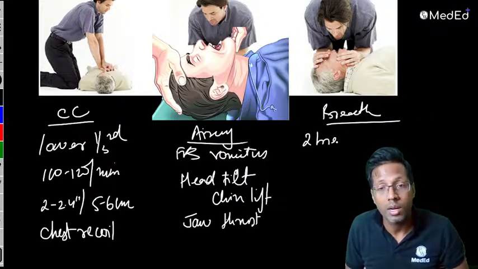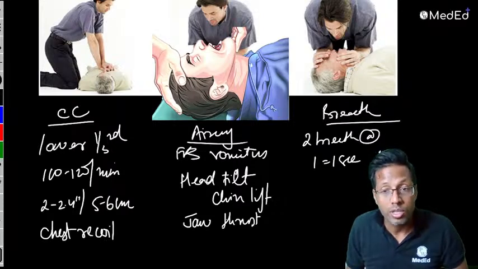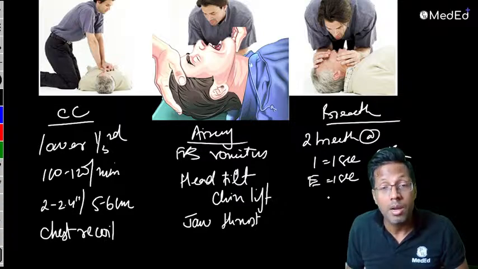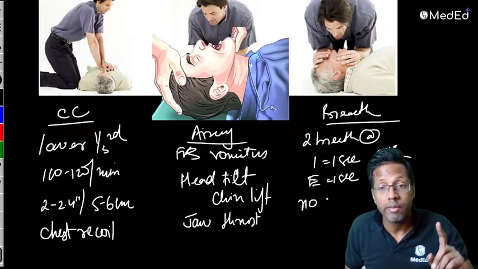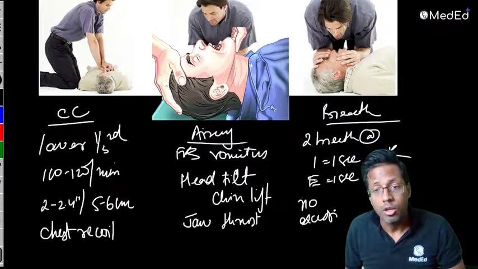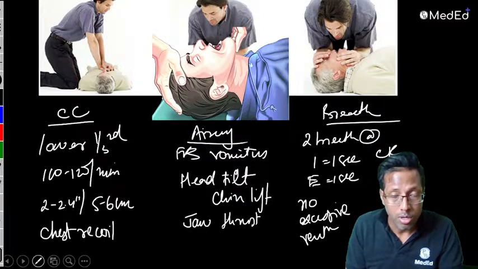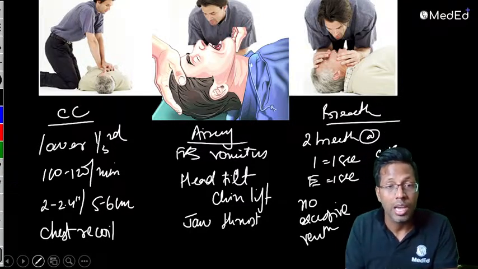Always give 2 breaths at one time. Inspiration over 1 second. Look for the chest rise, and then expiration over 1 second. Remember, important point, no excessive ventilation. So these are the points for your CAB: chest compression, airway, breathing.